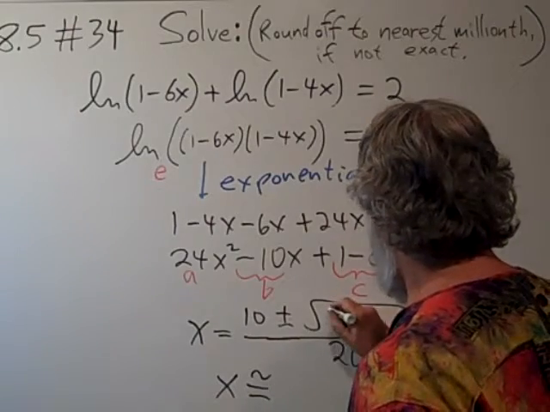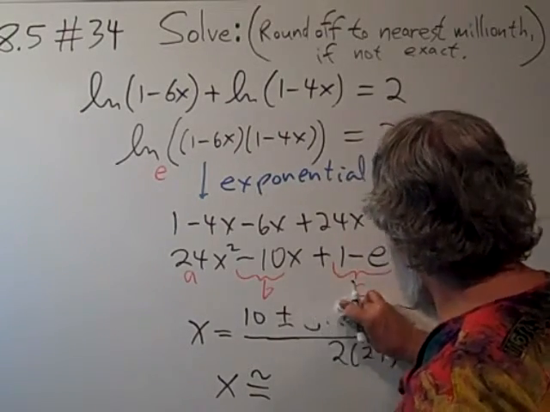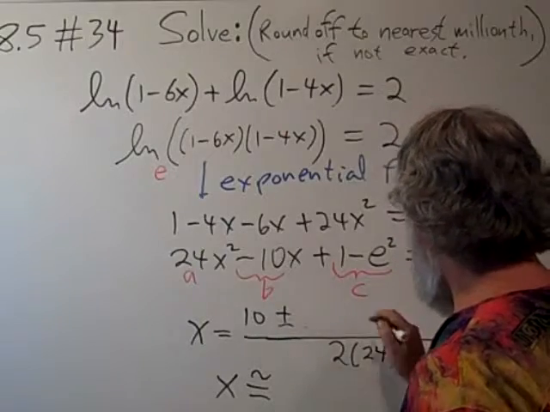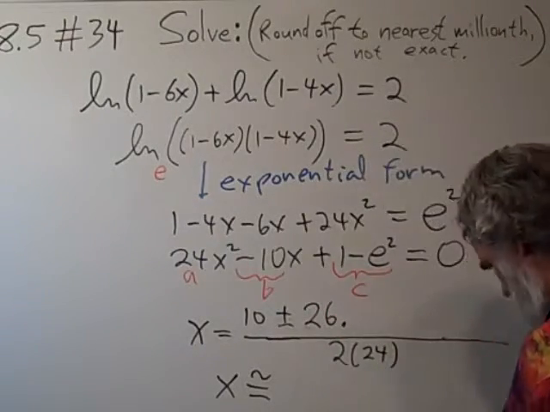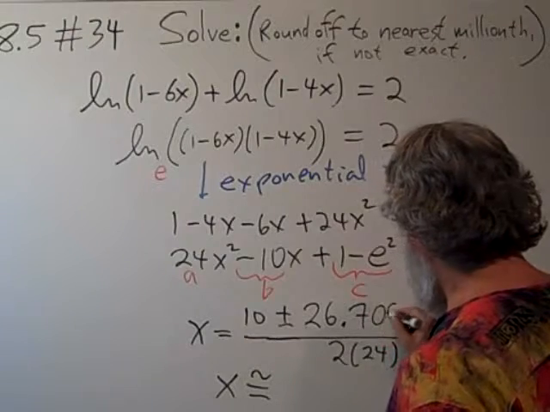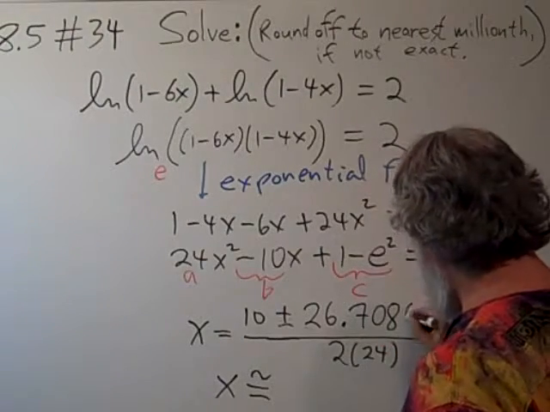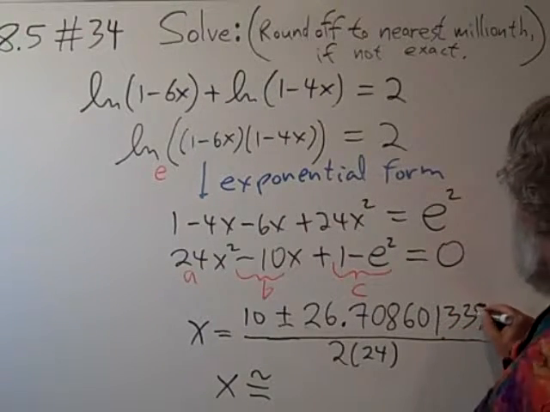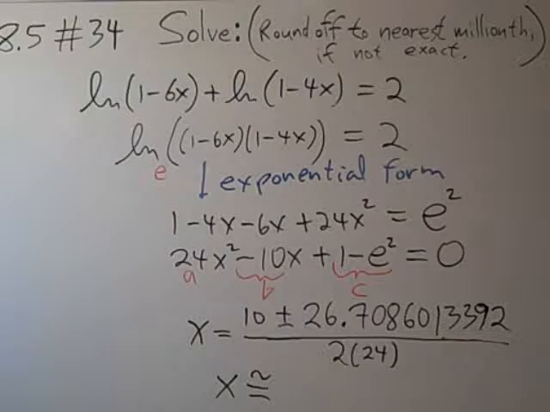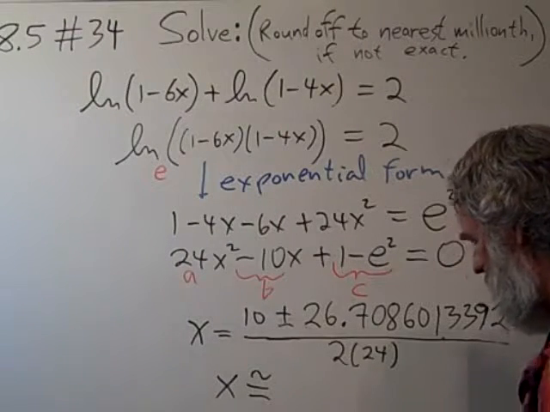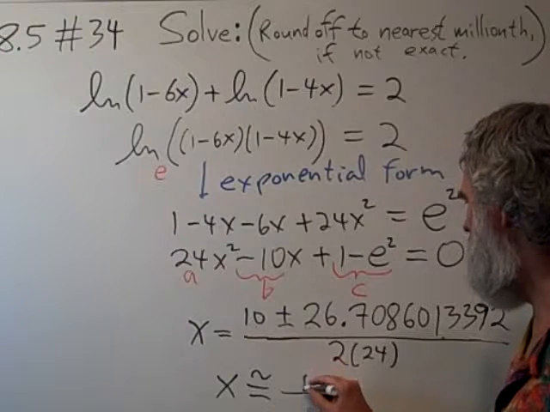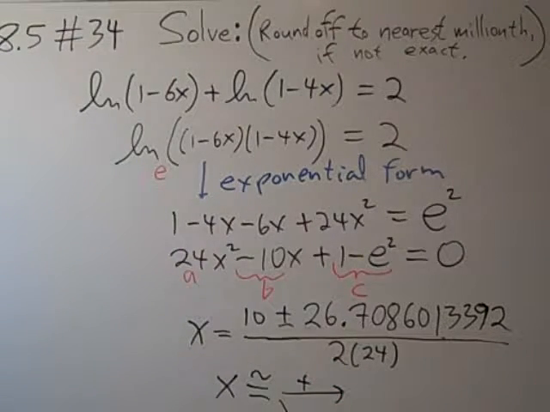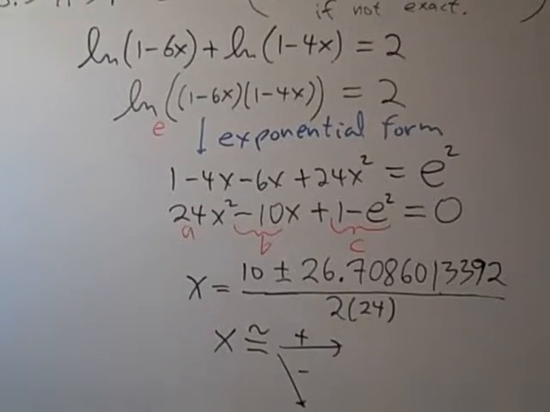Well, there's no, I already took the square root. So what we have here is 26.708601 3392 approximately. So let's store that. I'm going to store that number away because we're going to need that one. And let's choose the plus. We've got two possible answers for x, one choosing the plus, and one choosing the minus from the quadratic formula here.